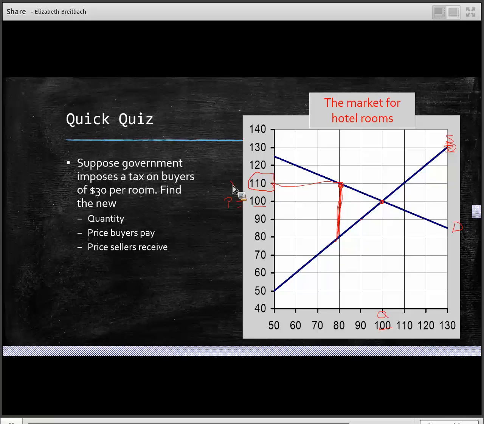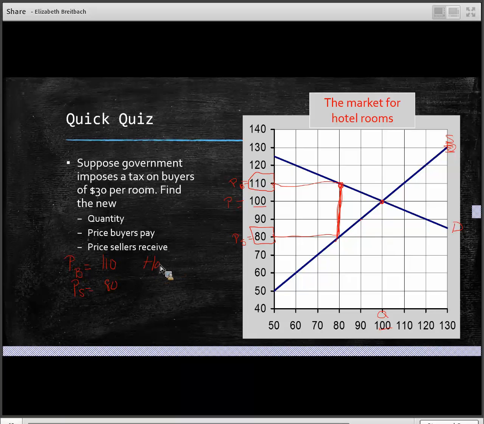Okay, so let's just look one more time. This is the market for hotel rooms. So your hotel room costs $80 plus a tax, and that tax is $30. That means that the total is 110, and that's exactly what we see here. This is the price sellers receive. This is the price that buyers pay.